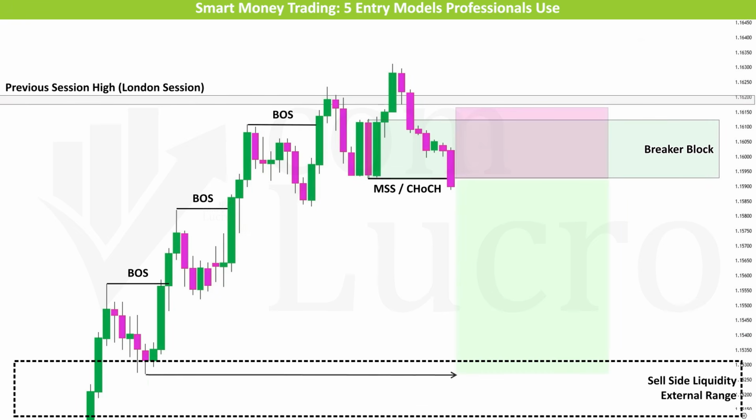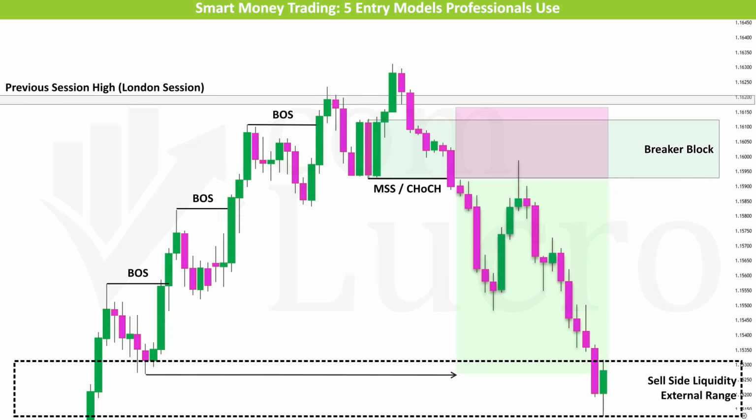To apply this entry model, place a limit order at the lowest point of the breaker block and wait for price to retrace into it. Your stop loss should be placed a few pips above the zone. For the take profit, you can target the nearest external liquidity on the same time frame, since we expect price to continue moving in that direction. Alternatively, you can aim for a higher time frame major liquidity level to achieve a better reward to risk ratio.